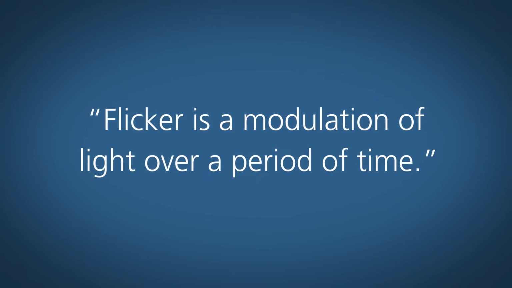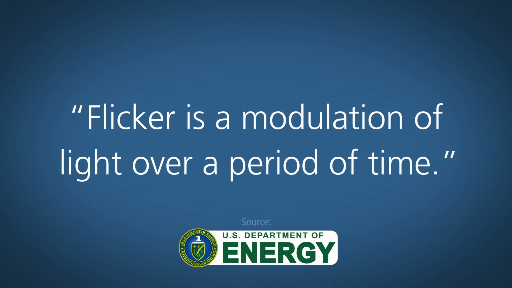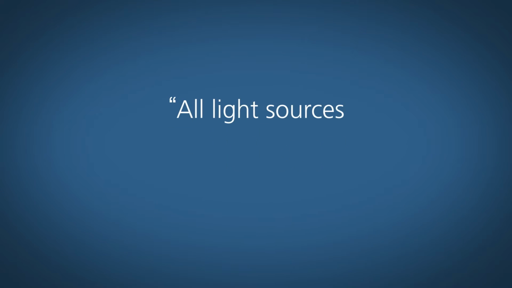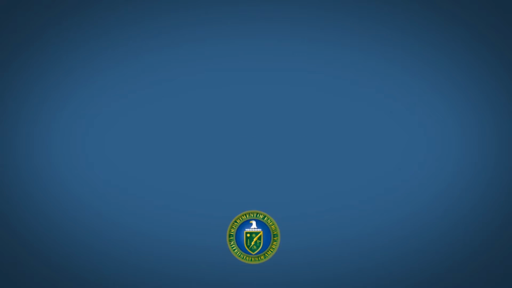What is the definition of flicker? The U.S. Department of Energy defines flicker as the modulation of light over a period of time. The U.S. Department of Energy also points out that all light sources exhibit some degree of flicker.